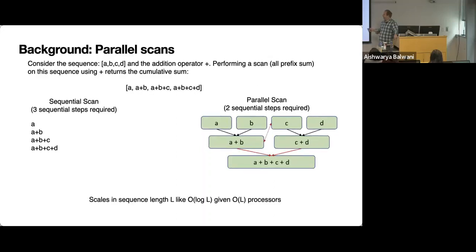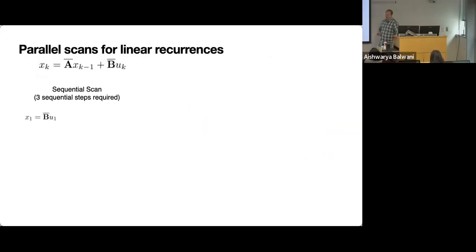And to do it in parallel, you would add both of these pairs, and then you would add up the results of those. And as long as you have sort of order L processors, you can do this in order log L time, which is really cool. Turns out you can do the same thing for a linear recurrence.